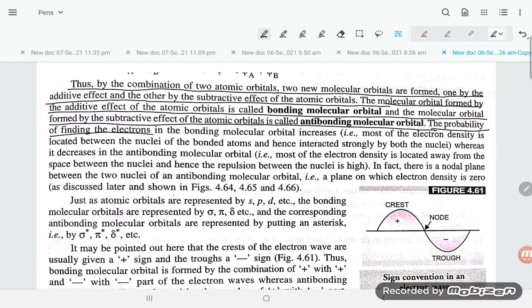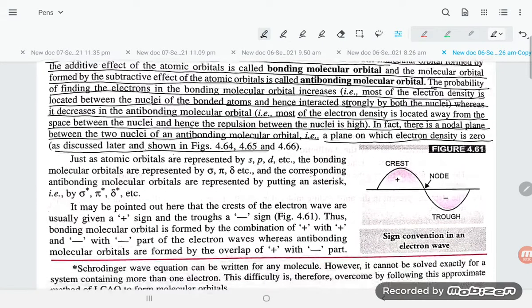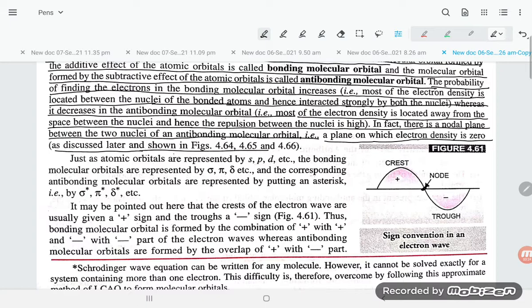The probability of finding an electron in the bonding molecular orbital increases. Most of the electron density is located between the nuclei of the bonded atoms, and hence is attracted strongly by the nuclei, whereas it decreases in the antibonding molecular orbital. Most of the electron density is located away from the space between the nuclei, and hence the repulsion between the nuclei is high. In fact, there is a nodal plane between the two nuclei of the antibonding molecular orbital, that is a plane where the electron density is 0. So in the figure, this is the node, where crest and trough meet.